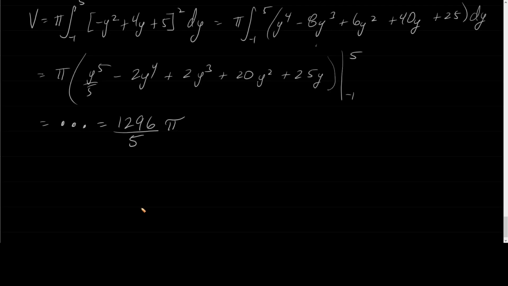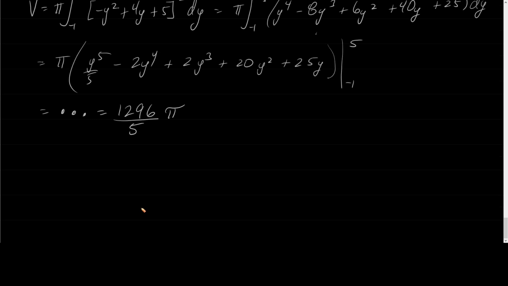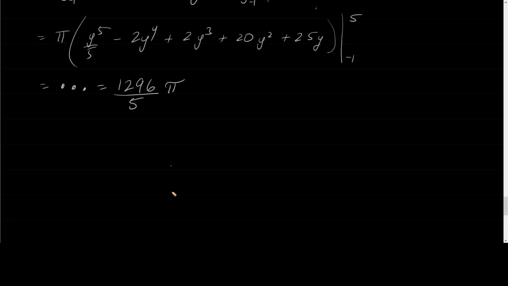So that was doing this vertically along an axis that was not the y-axis. That was the disk method. Now let's talk about something called the washer method. The idea is as follows.